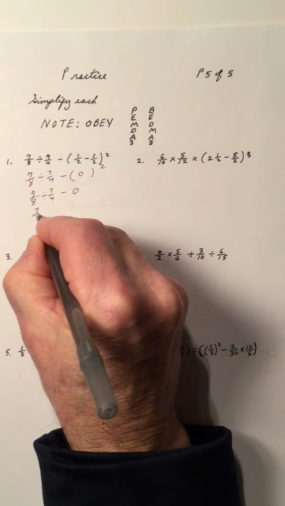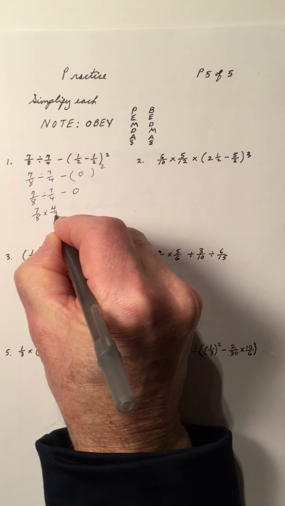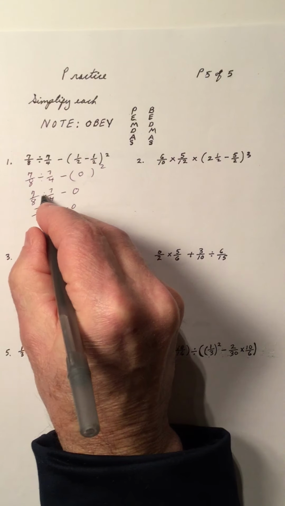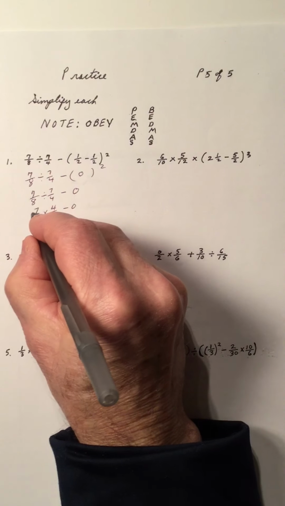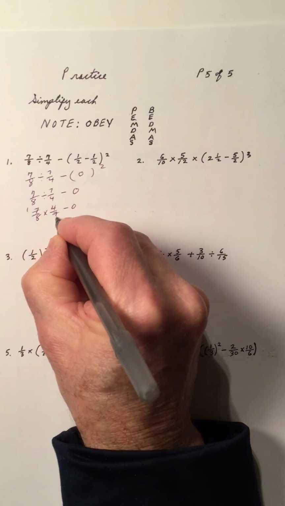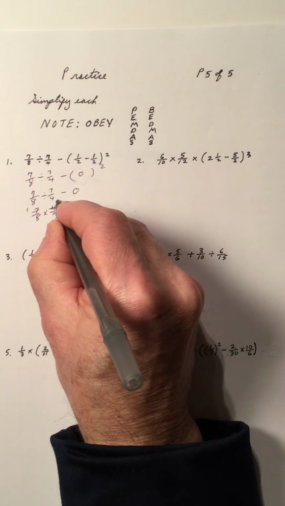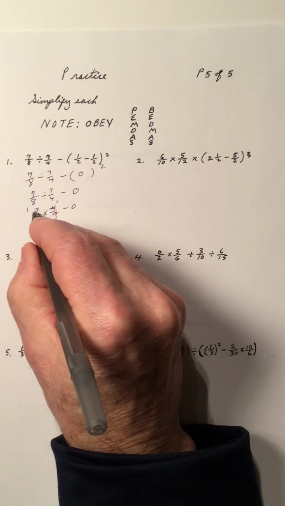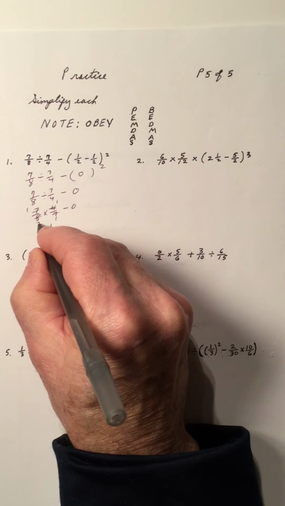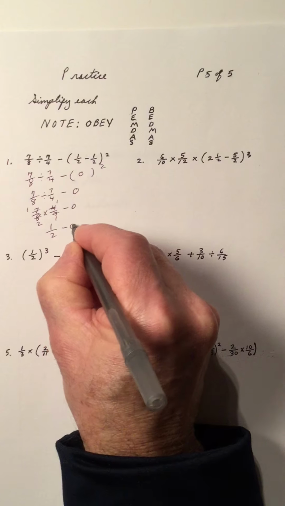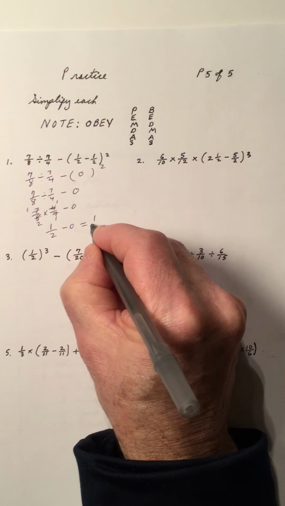So 7 over 8 times 4 over 7, because when I'm dividing, I multiply by the reciprocal. The 7s cancel, 1 and 1. 4 goes into 4 once. 4 goes into 8 twice. So that's 1 times 1 is 1, 2 times 1 is 2. Subtract 0. And a half, subtract 0 is a half.